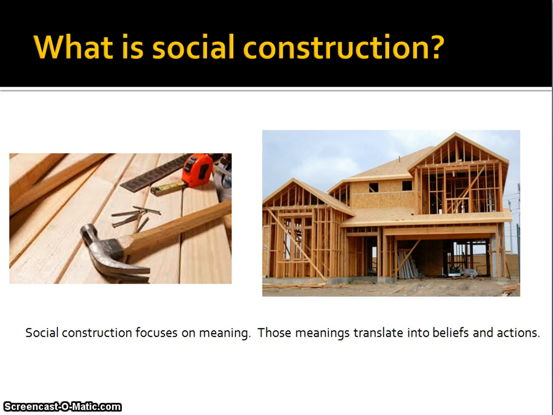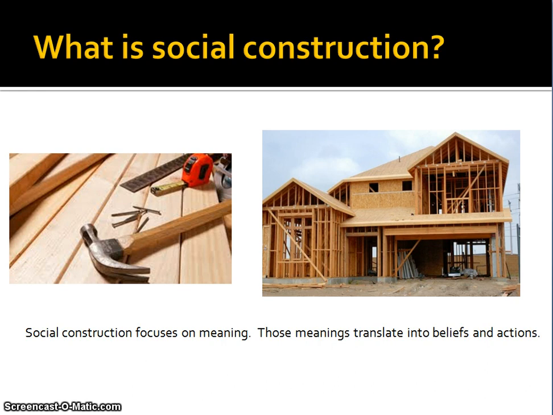So, when we're talking about social construction, we're talking about how you take those physical characteristics and you turn them into something meaningful for your society. What it means to have different races, what it means to be a member of that race. It focuses on your expectations about that. It focuses on your beliefs about what you mean about races, and those beliefs translate into actions.